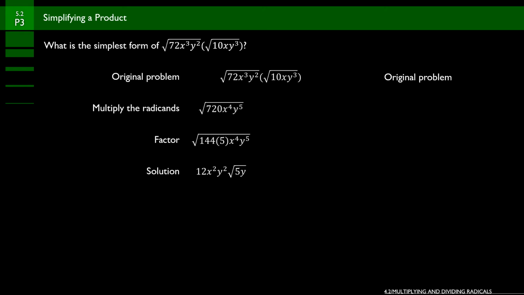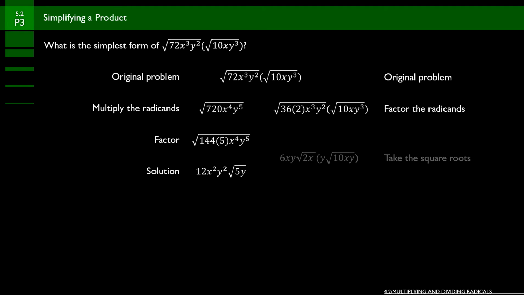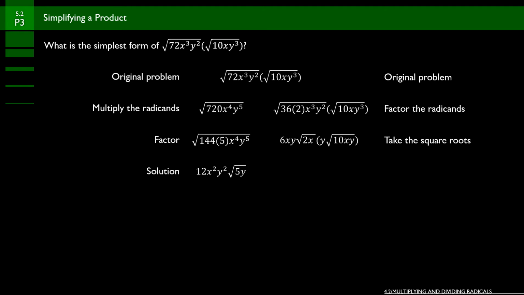Now 72, we're looking for a perfect square factor. The biggest perfect square factor for 72 is 36. 36 times 2 is 72. So then we know that the square root of 36 is 6. So we can actually pull that out of the first radical, and then we'll look to simplify the x cubed and the y squared as well.